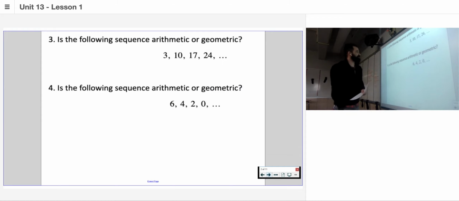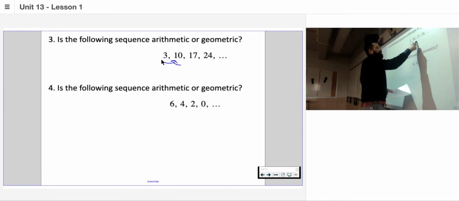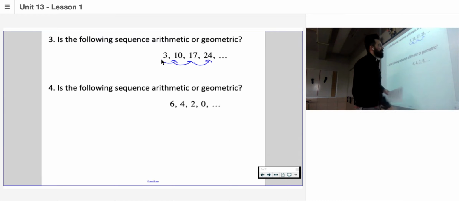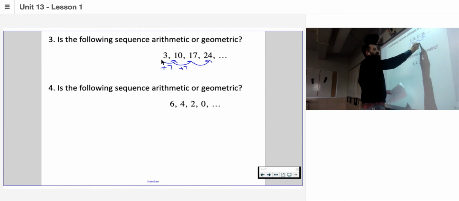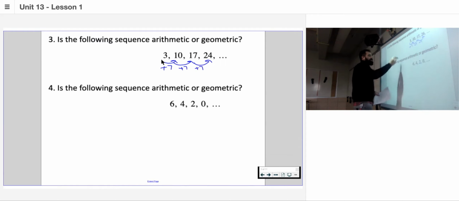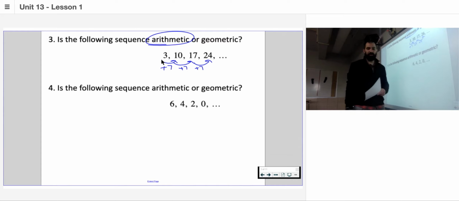Number 3. Is the following sequence arithmetic or geometric? 3 to 10 to 17 to 24. Okay, well, 3 times what gives you 10? Well, no whole number, so let's try to go with something easier. Divide it, probably not. By subtracting, no, I'm getting bigger here. 3 plus 7, 10 plus 7, 17 plus 7 gives me 24. Since it's adding or subtracting, we are arithmetic. And arithmetic plus 7. Remember, arithmetic is adding and subtracting.